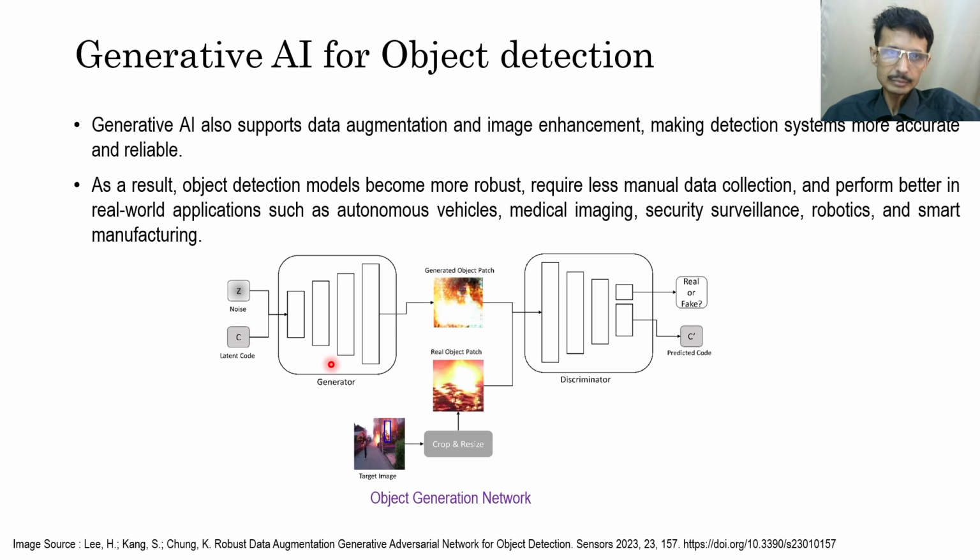Now, one thing that we have to understand here, this is a generated part, starting from a noise and some latent code. They generate some image, and this is a real object patch. The discriminator finds what is the difference, and this way the generator is being trained again, so we can get a more realistic image. Repeatedly training this, we get the object.